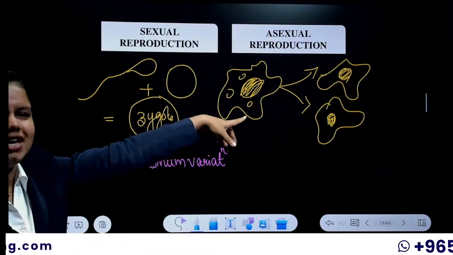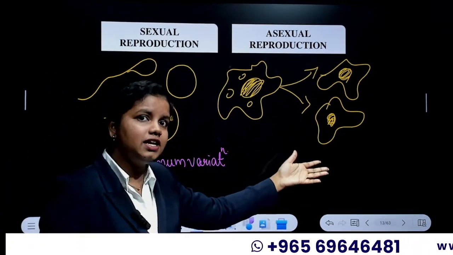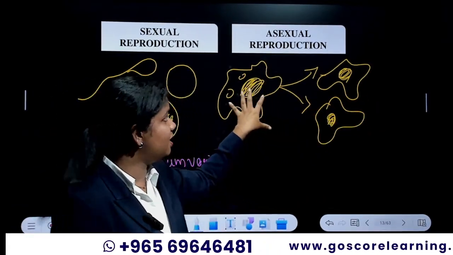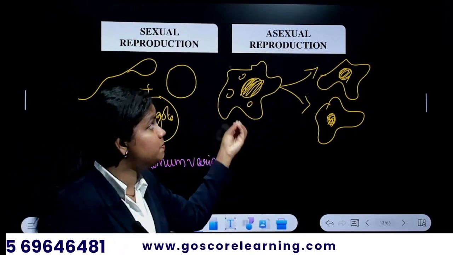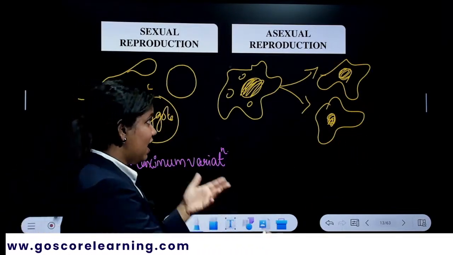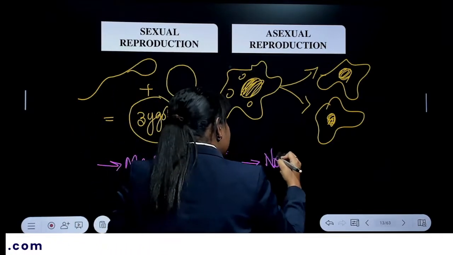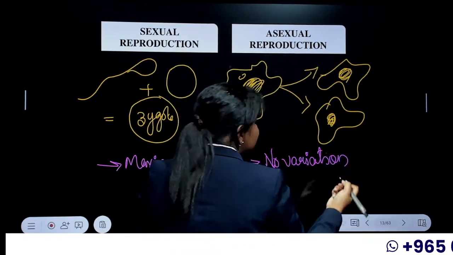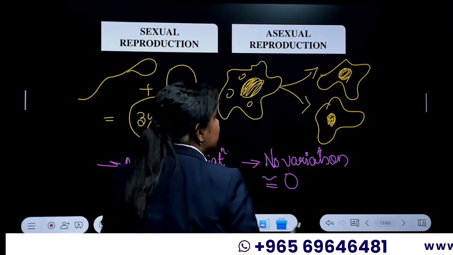But let's look into asexual reproduction. Just an amoeba splitting up, making babies. That's it. The same genetic material that the mother amoeba had is being passed on to the babies. That is not making any particular variation. So in asexual reproduction, there is no variation, or it is approximately equal to zero.